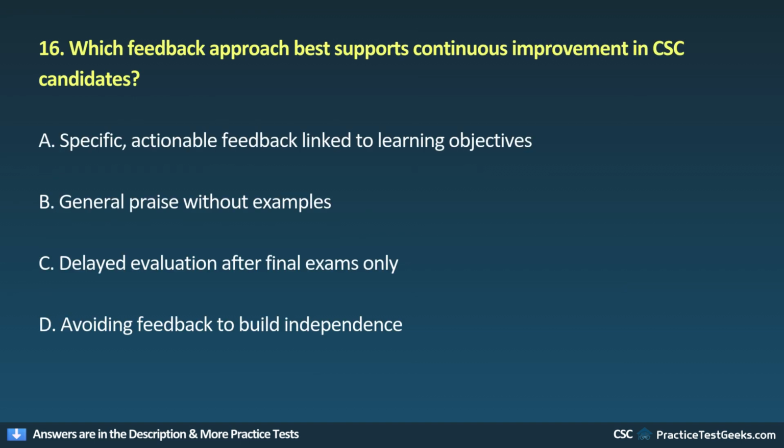16. Which feedback approach best supports continuous improvement in CSC candidates? A. Specific, actionable feedback linked to learning objectives. B. General praise without examples. C. Delayed evaluation after final exams only. D. Avoiding feedback to build independence.